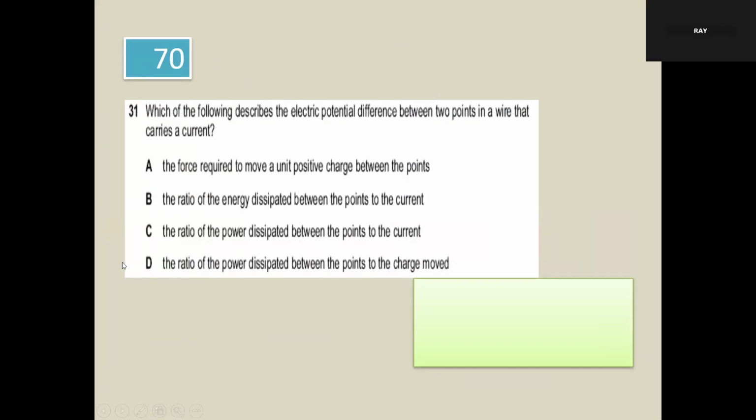Which of the following describes the electric potential between 2 points in a wire that carries a current?